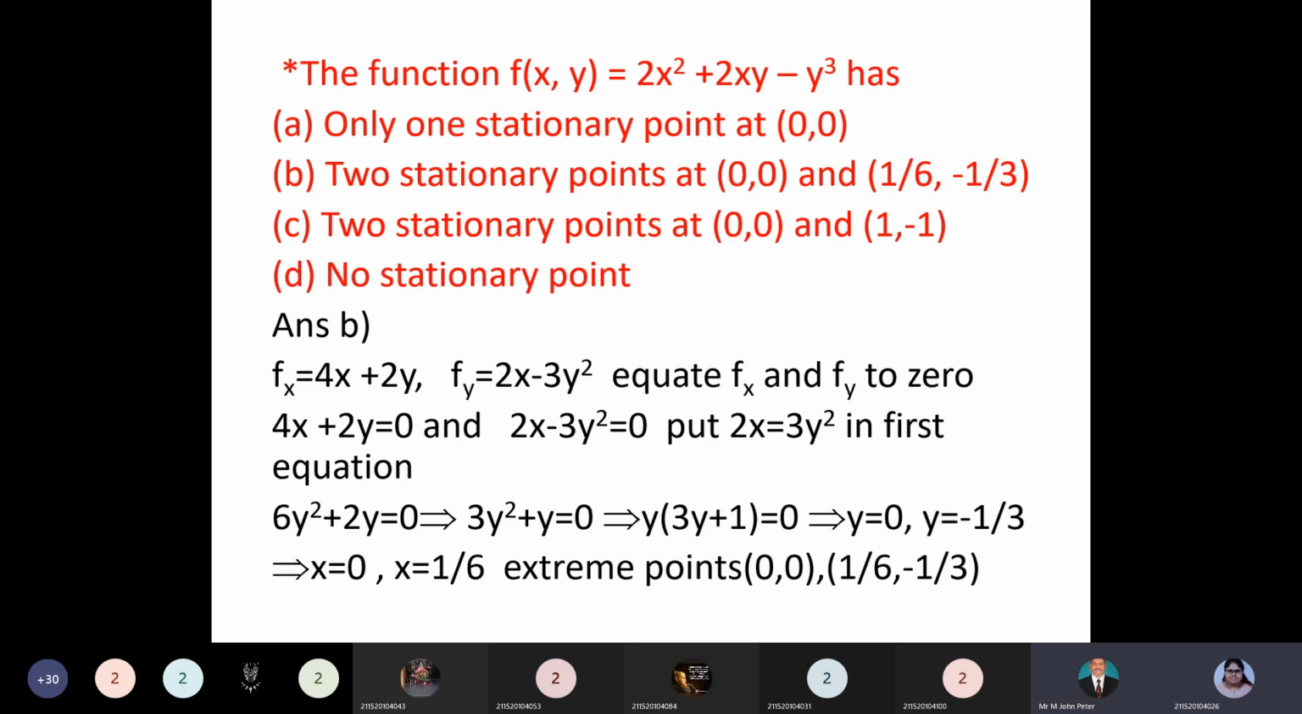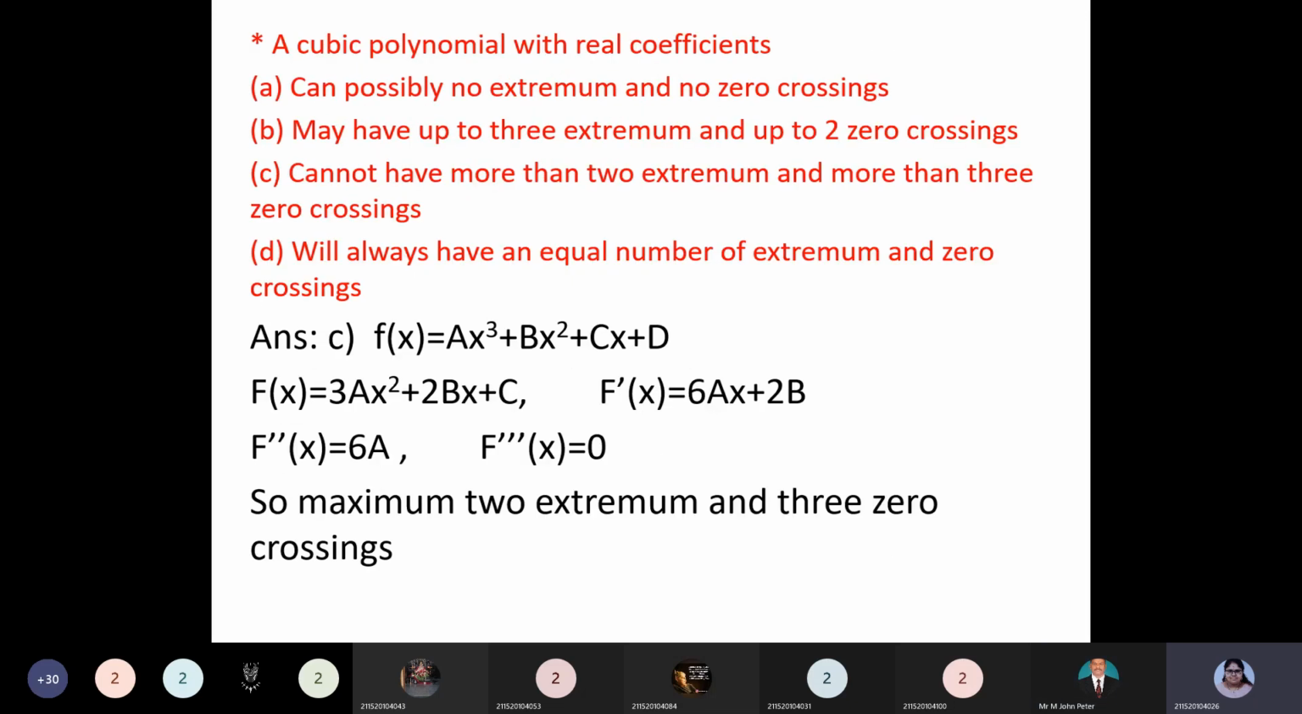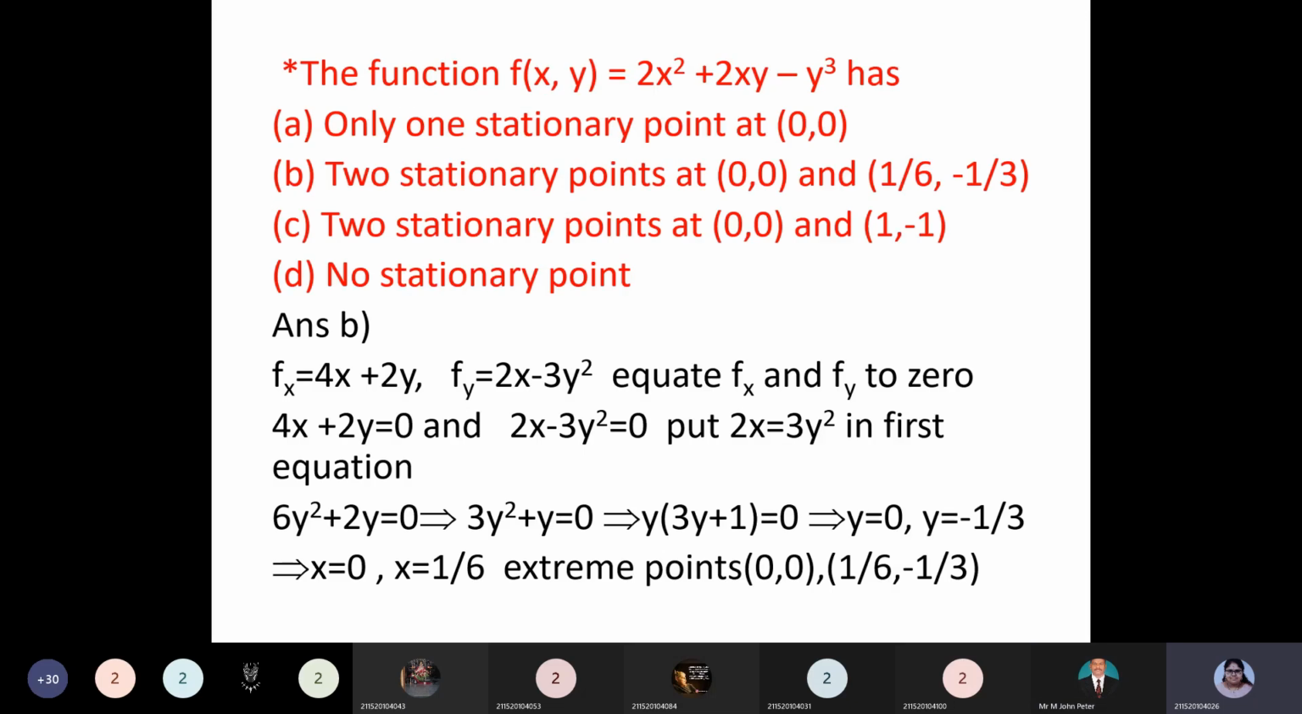First, fx, partial differentiation with respect to x, treating y as a constant. For 2x², 2 into x² gives 4x. For 2xy, 2y is a constant and x differentiates to 1, so we get 2y. With respect to x partially, y³ is constant, so 0. That's why fx is 4x + 2y.